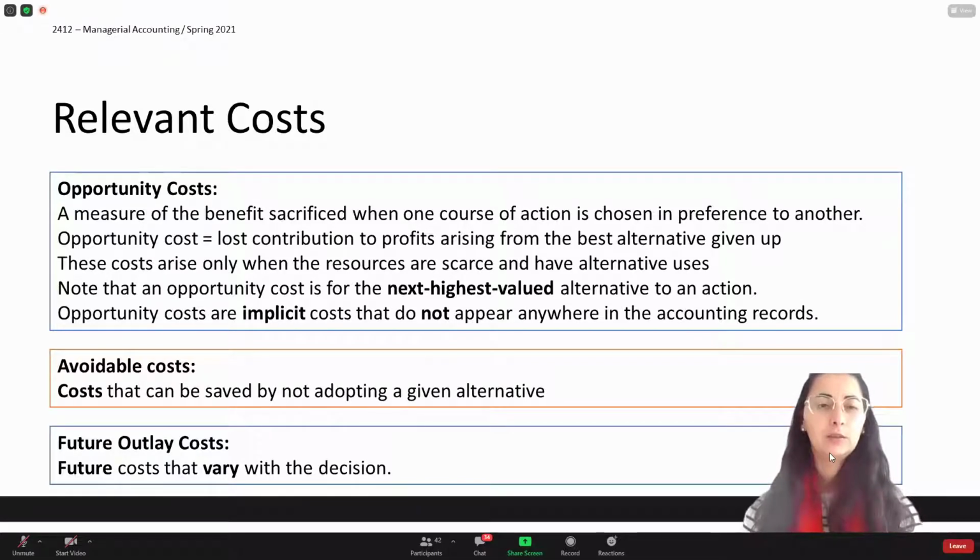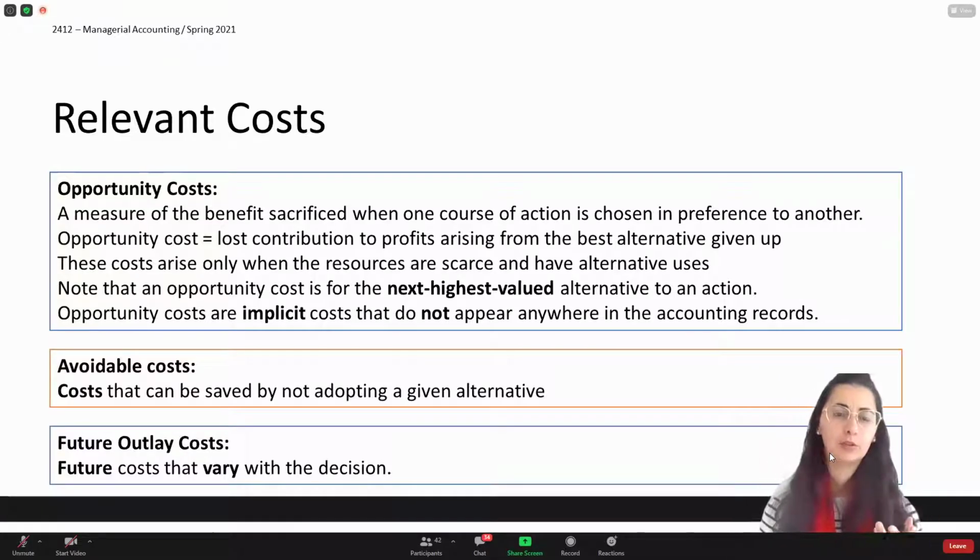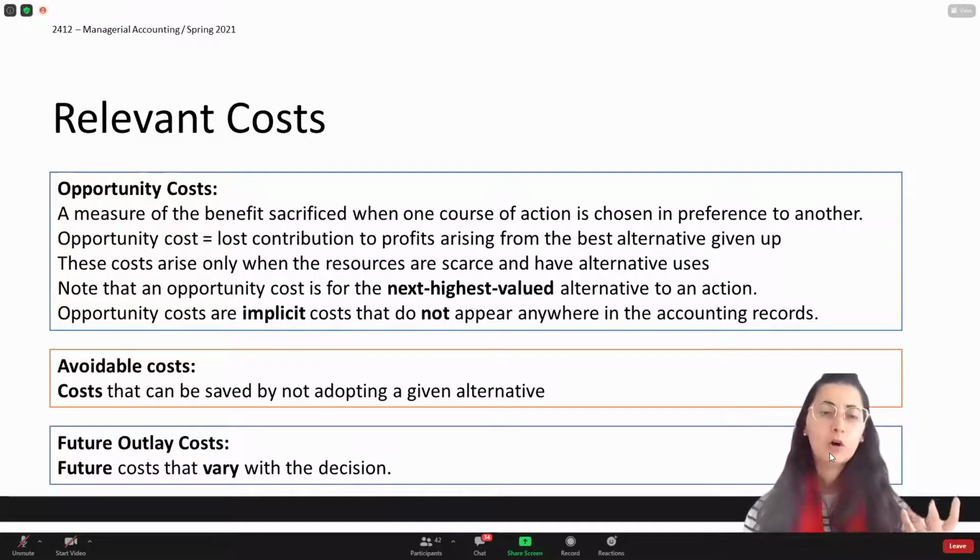Okay, so let's look at relevant costs. We have here 3 types of relevant costs. One is opportunity cost. I'm sure you have heard about opportunity costs before. So opportunity cost is a measure of the benefits sacrificed when one course of action is chosen in preference to another. So we can measure the opportunity cost as the lost contribution margin.